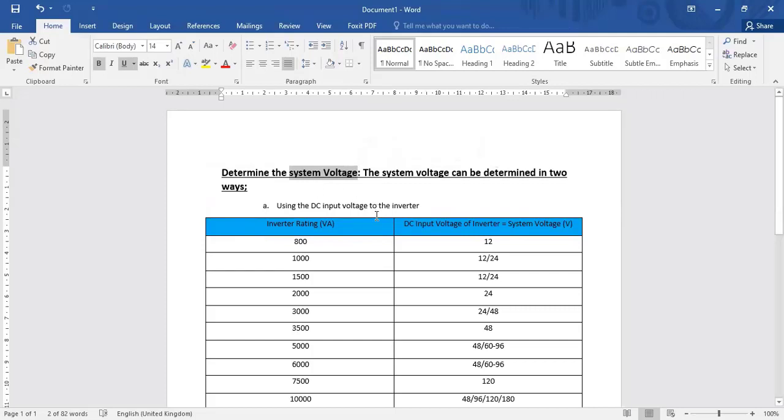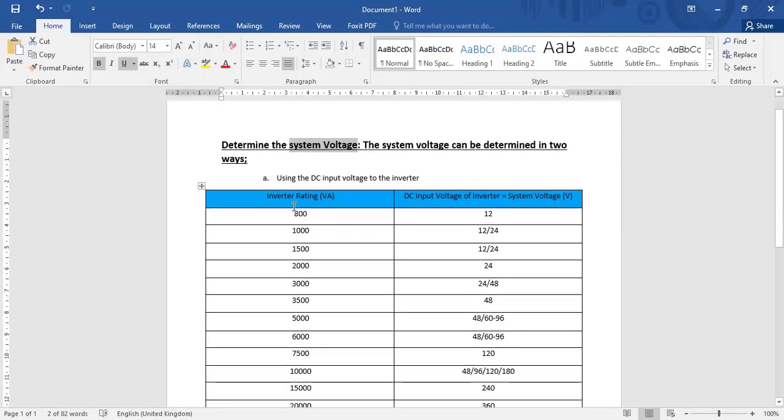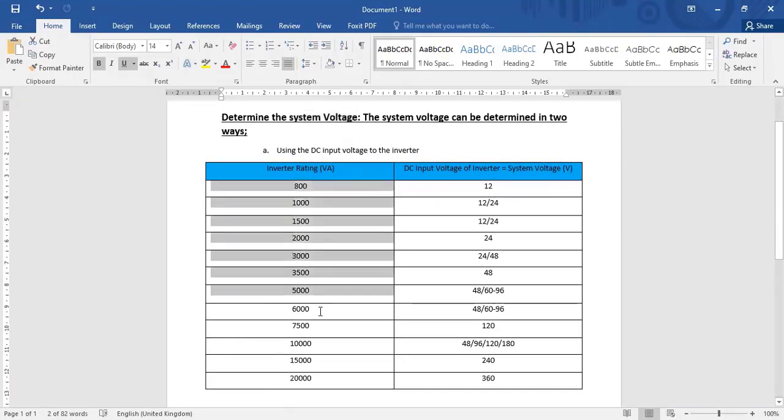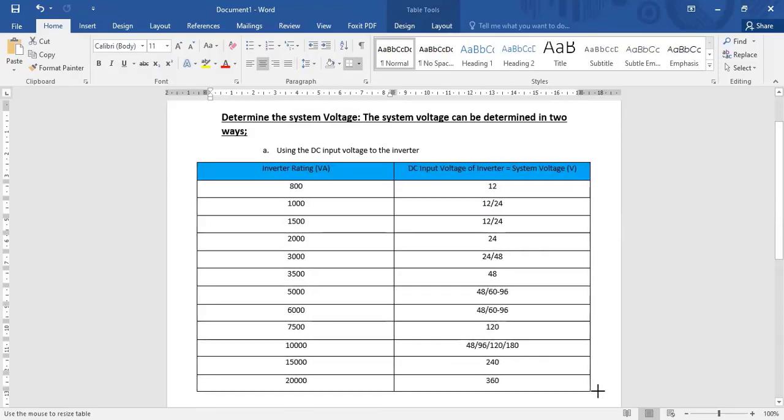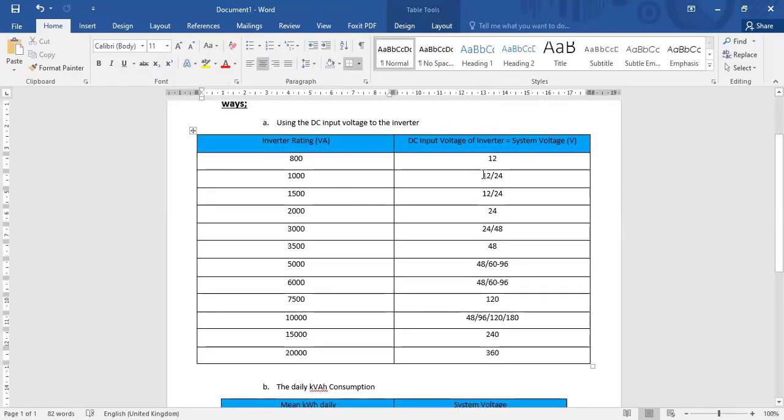So if you go to the Nigerian market or some other market, after designing your system and getting the appropriate kVA rating, for instance an 800 VA inverter, you can see the DC input voltage, which I also call the system voltage, to be 12 volts. If you have a 1 kVA or 1000 VA inverter, you can see one that has a DC input voltage of 12, or a 1 kVA inverter that has a DC input voltage of 24. A 1500 VA inverter can also have 12 or 24. So it depends. Why 12, why 24? You may want to ask why.